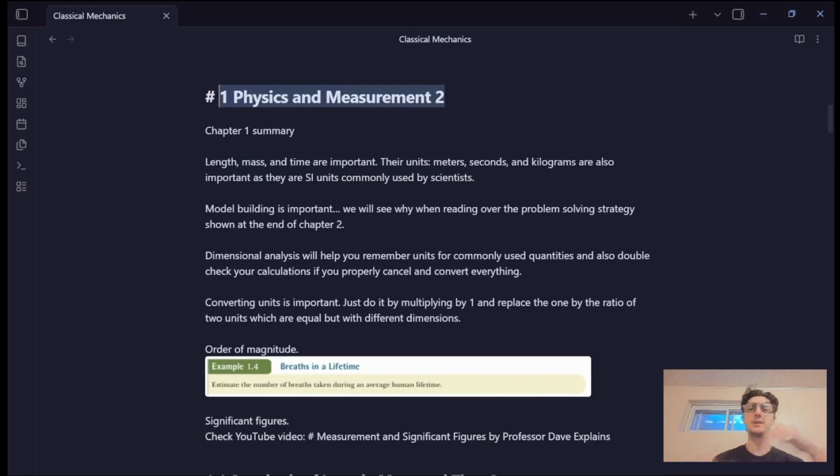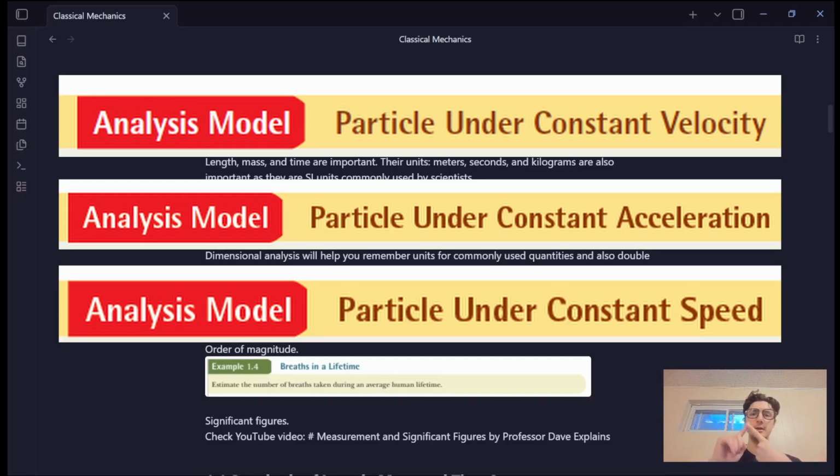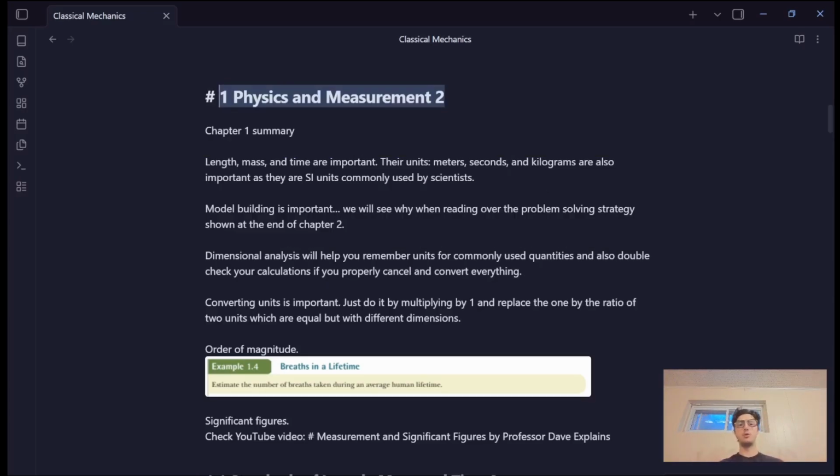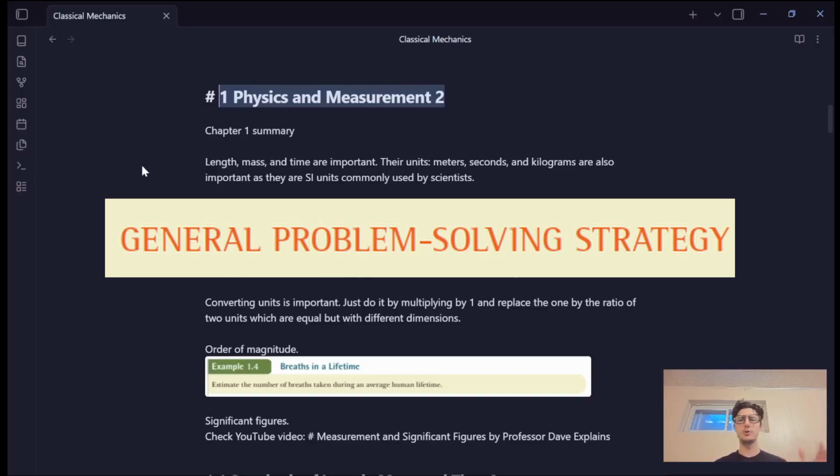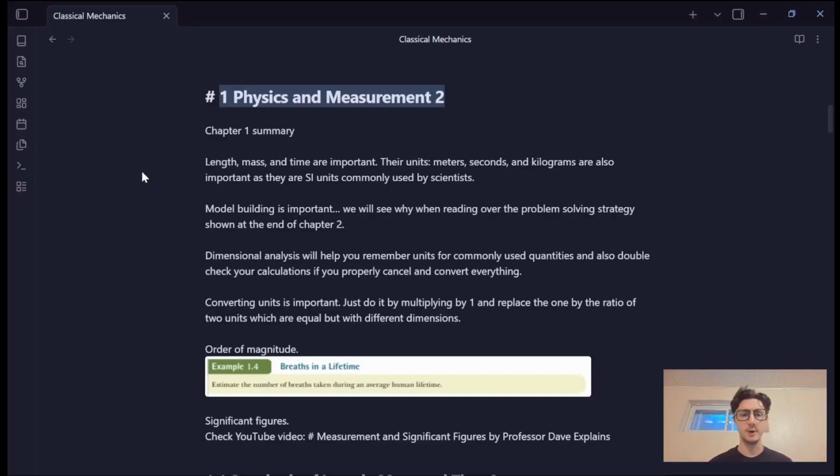Second section, model building. Models are important. You're going to see in the next video in chapter 2, we create two models: the model of the particle under constant velocity and the model of the particle under constant acceleration. In physics, it is very important to use models. We will see, because models are used in the strategy for solving problems that the authors show us in chapter 2, again in the next video.